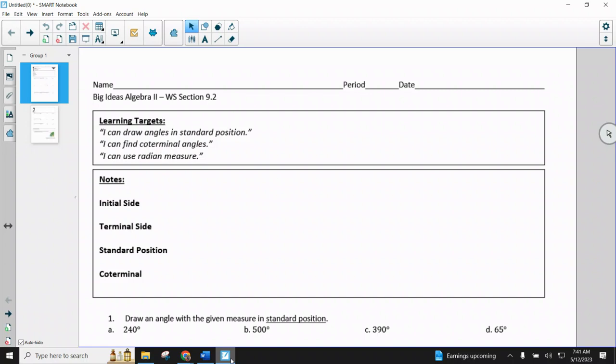All right, let's see if we can plot through this pretty quick right on top of the school day.